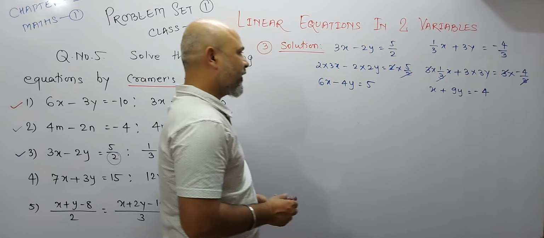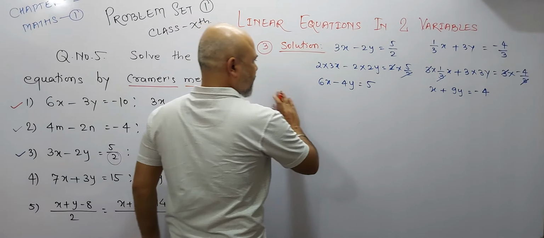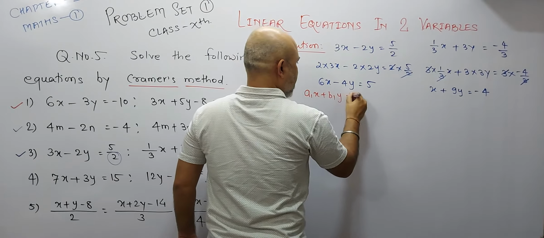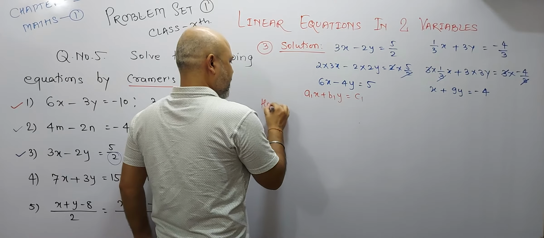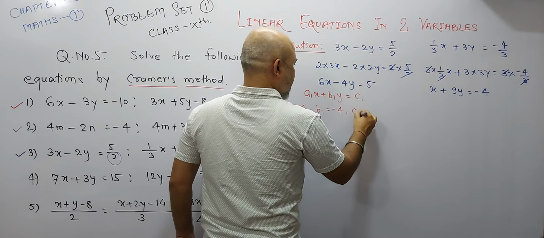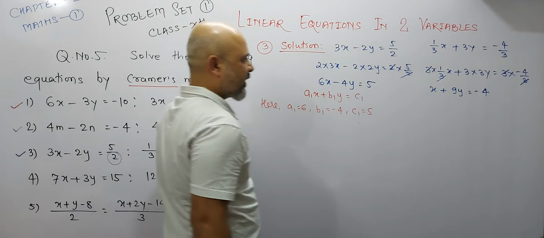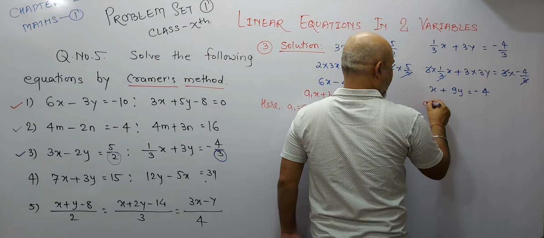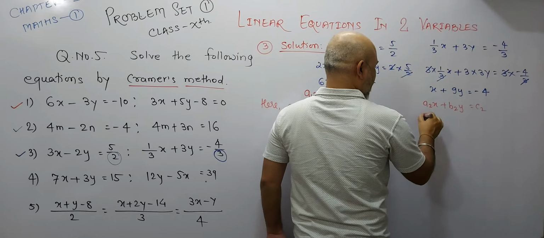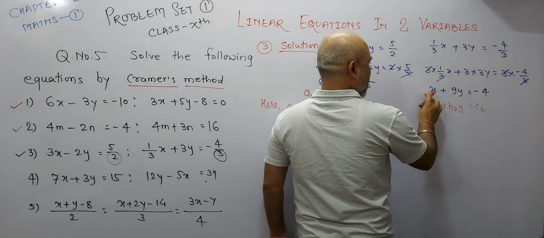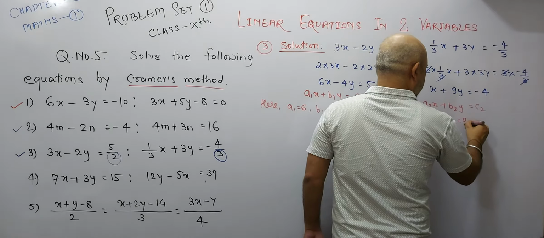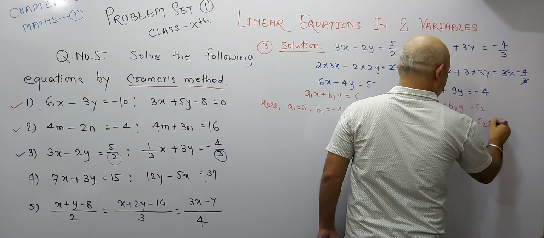Okay. And now we will compare this with the general form, that is a1x plus b1y is equal to c1. So you will get here a1 is 6, b1 is minus 4 and c1 is 5. Similarly, the second equation, you will compare with a2x plus b2y is equal to c2. So what will be a2? a2 is plus 1 and b2 is equal to 9 and c2 is equal to minus 4.